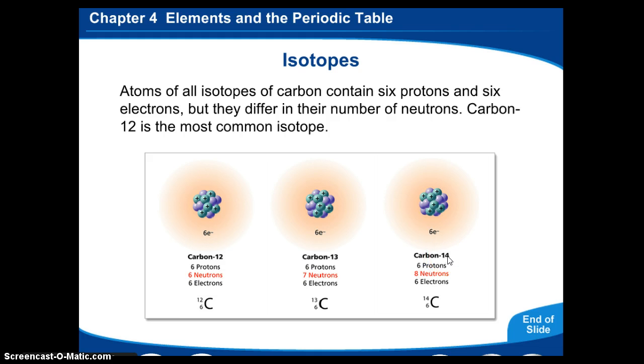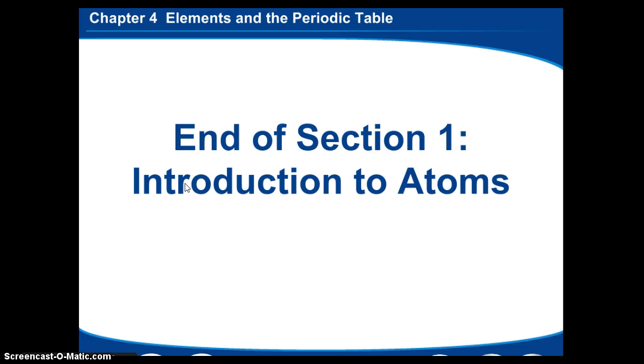And we'll learn more about that as it goes on and how we figure that out. But carbon 12 right here is the most common isotope. That's it in section 1.